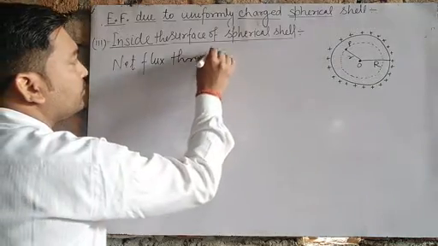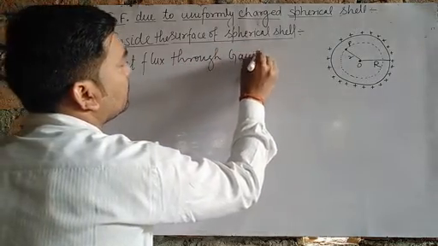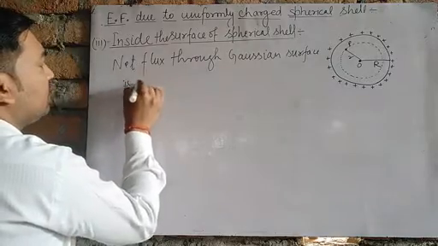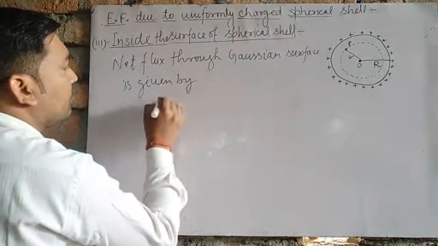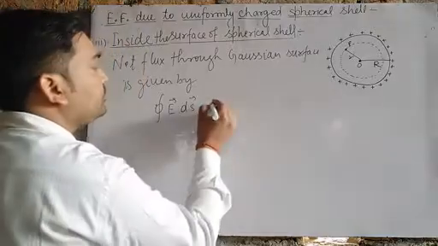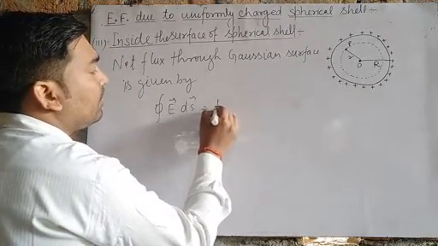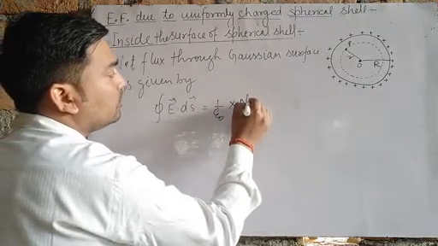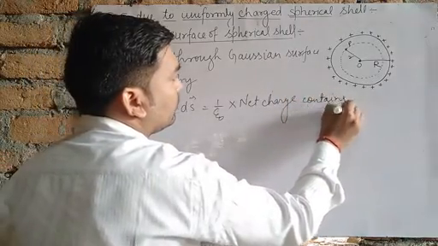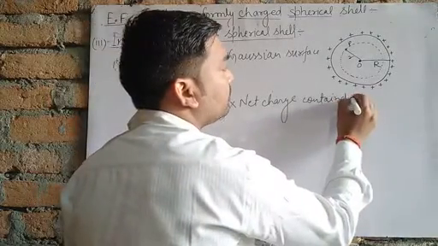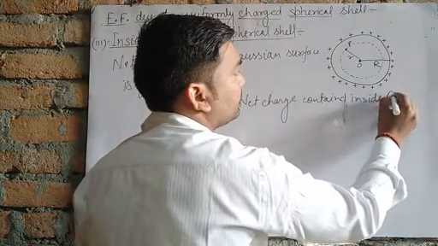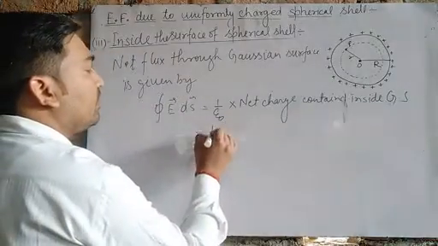through the Gaussian surface is given by E dot ds equals 1 upon epsilon naught into the net charge contained inside the Gaussian surface.